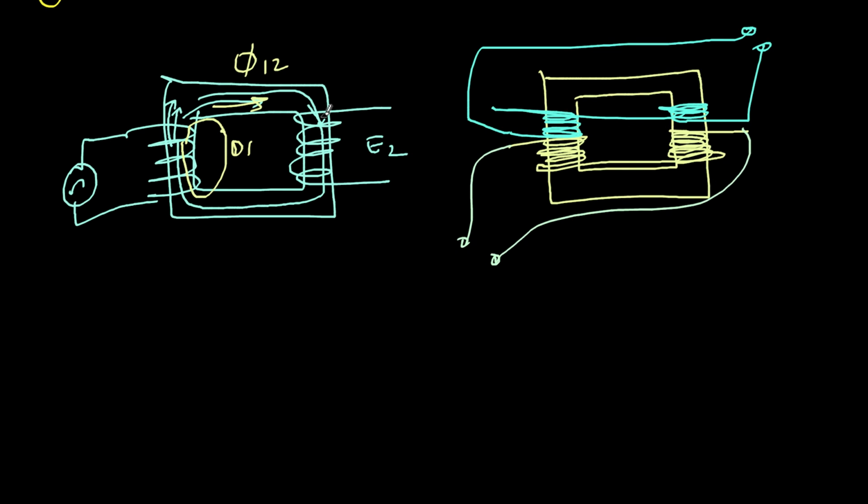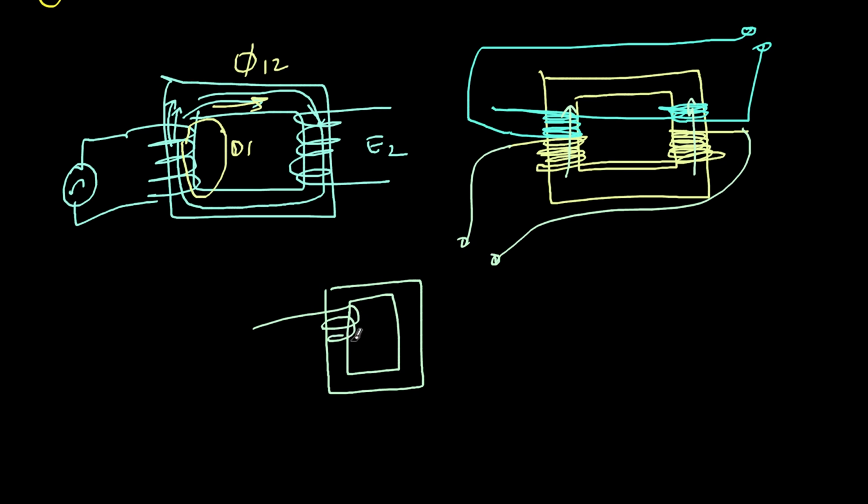Out of these two cases, here the scope of leakage flux is less because they are very close to each other, half part is very close to each other. In fact, the scope of leakage flux is even lesser if I do something like this. I take the first winding and then I just wind it like this entirely. This is the first winding.